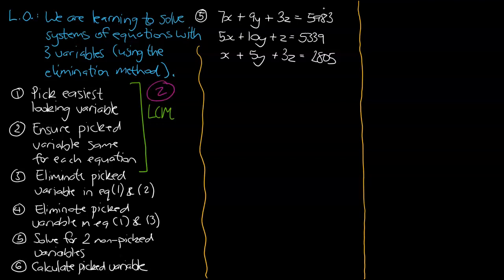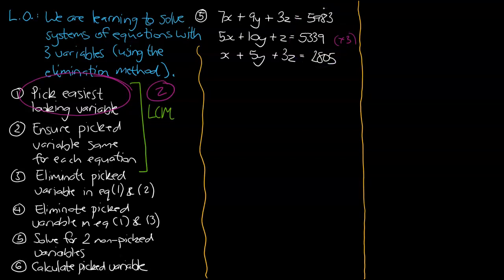We're now going to think of how can we get the same variable for each equation, and we've just talked about this. We're going to multiply that middle equation by 3 to change the z into 3z, and the numbers are going to get pretty big there because of those constants at the end.